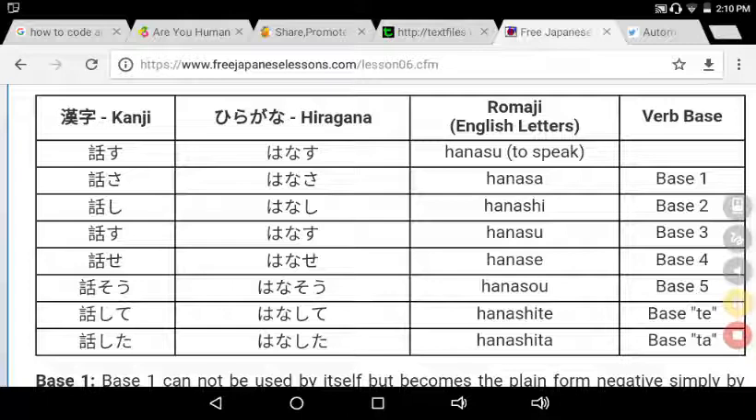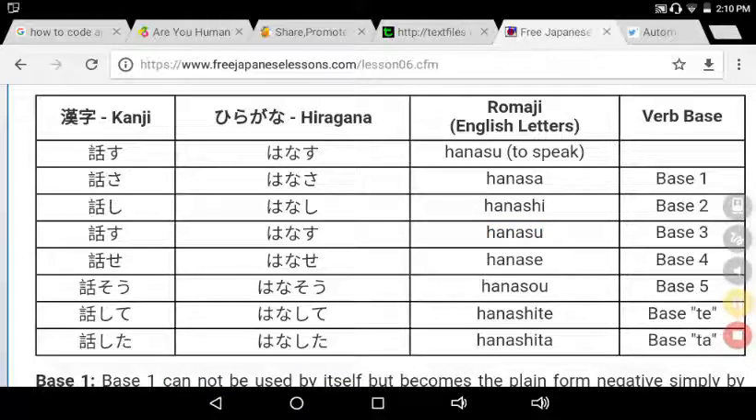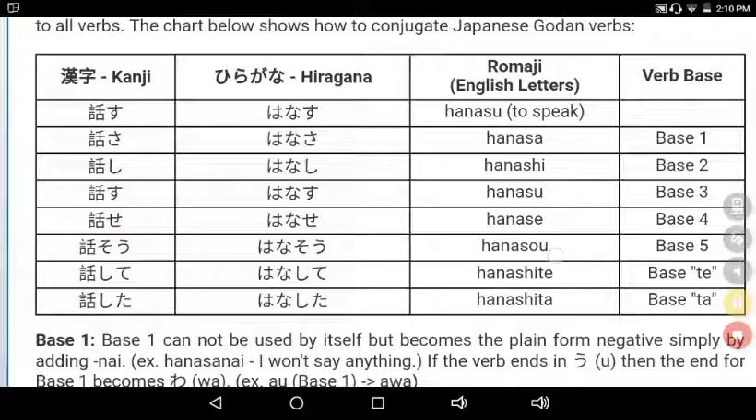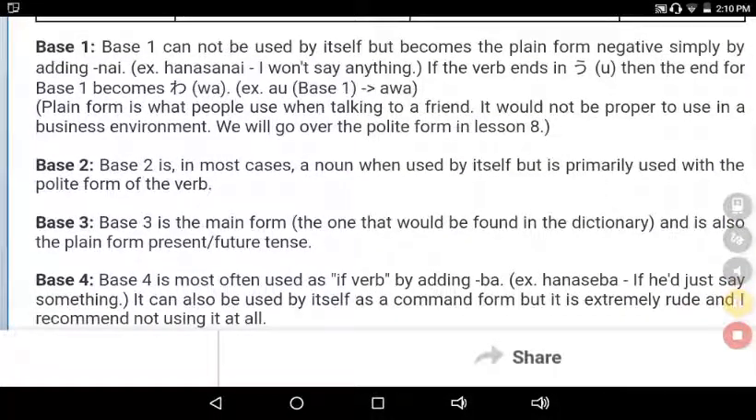So, hanasu, hanasa, hanashi, hanase, hanaso, hanashite, hanashita. I don't know if I'm pronouncing this right. I probably didn't pronounce those right, but hey, whatever. We went over it.